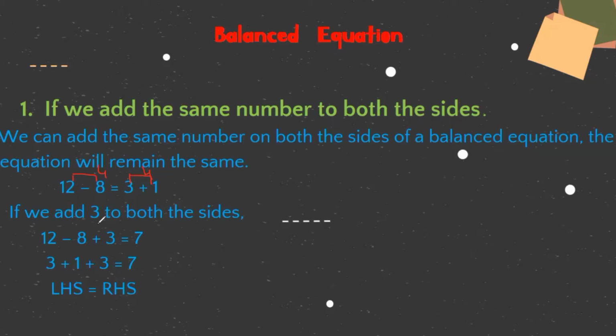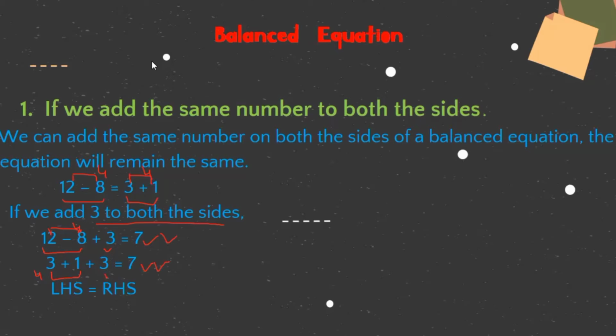Now we need to add 3 to both sides. Left hand side is 12 minus 8, so 12 minus 8 plus 3: 12 minus 8 is 4, and 4 plus 3 is 7. Right hand side is 3 plus 1 plus 3: 3 plus 1 is 4, and 4 plus 3 is 7. Again, left hand side is 7 and right hand side is also 7. So both sides are the same after adding the same number to both sides. If in a balanced equation the same number is added to both sides, the new equation will also be a balanced equation. Got it?